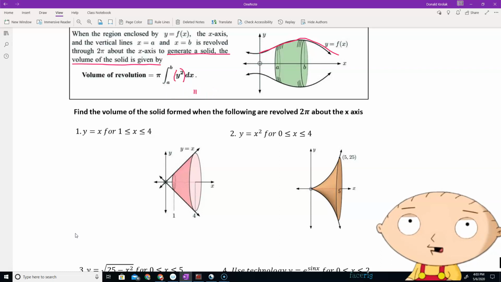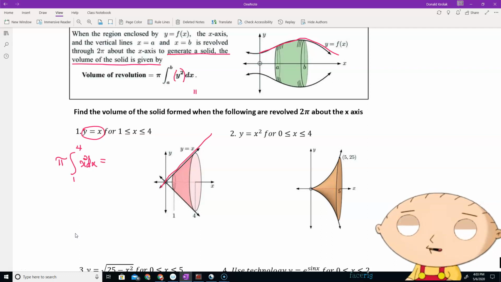All right, so we want to find the volume of a truncated cone here. It's like a cone with the top cut off. So here's our function, y equals x, which is just a diagonal line. So to find the volume, we're going to go pi times the integral from 1 to 4 of x. Sorry, this would be x squared.